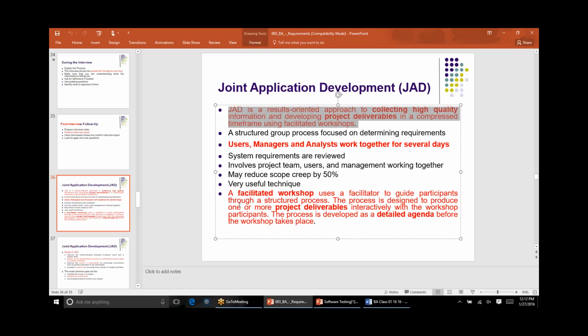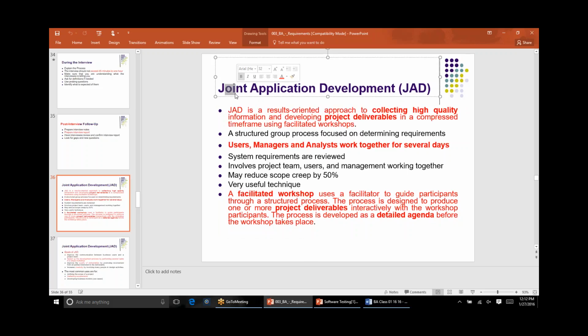So joint application development is an approach which allows several people to work together, collecting high-level requirements, developing project deliverables in a compressed time manner. One of the important points to understand here is joint.